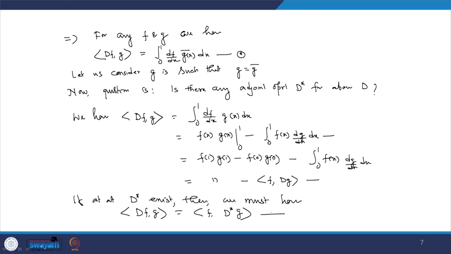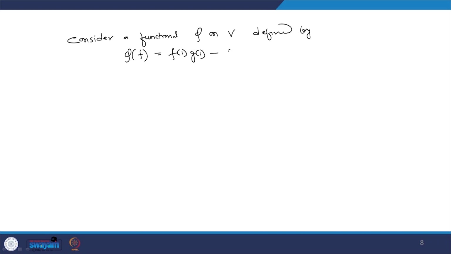Now, consider a functional phi on V defined by phi of f equal to f of 1 g of 1 minus f of 0 g of 0.